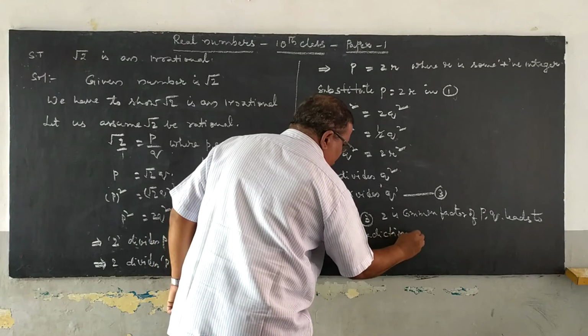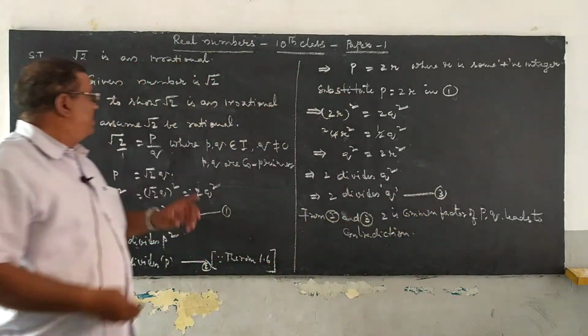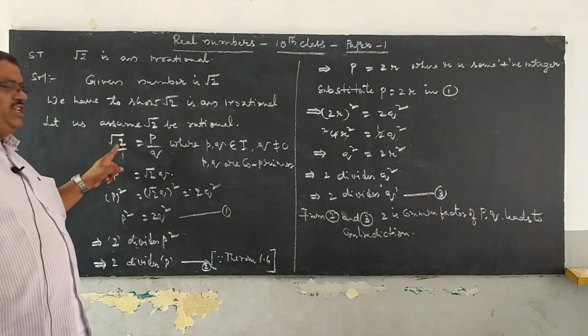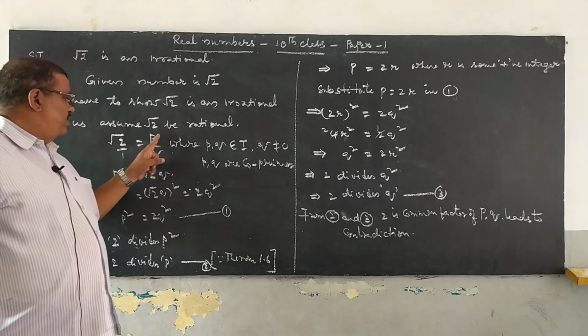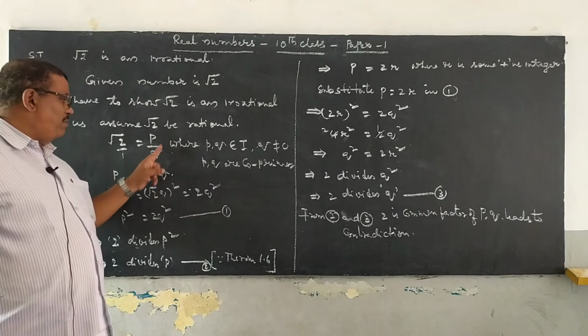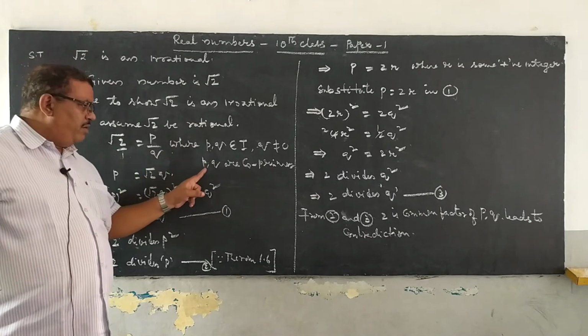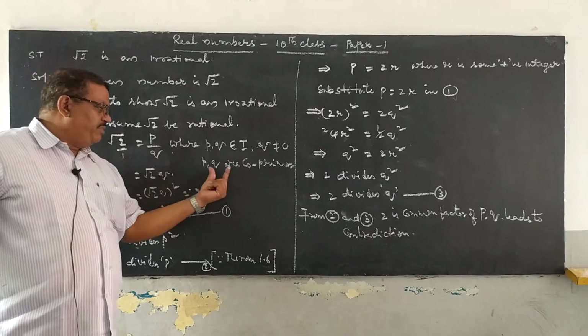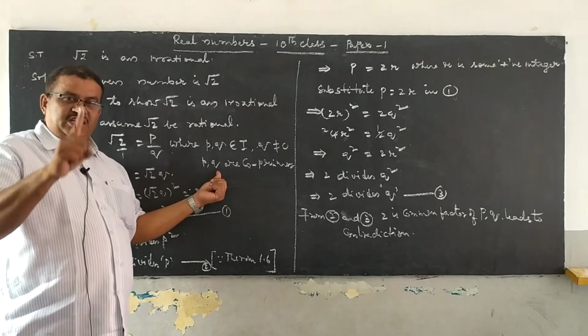Why does this lead to a contradiction? See once again: we assumed root 2 is a rational number, in the form P by Q, where P, Q are co-primes. That means they have only one common factor, 1.